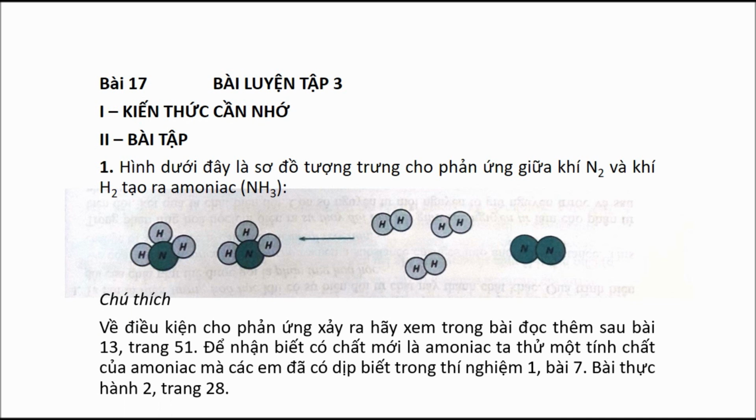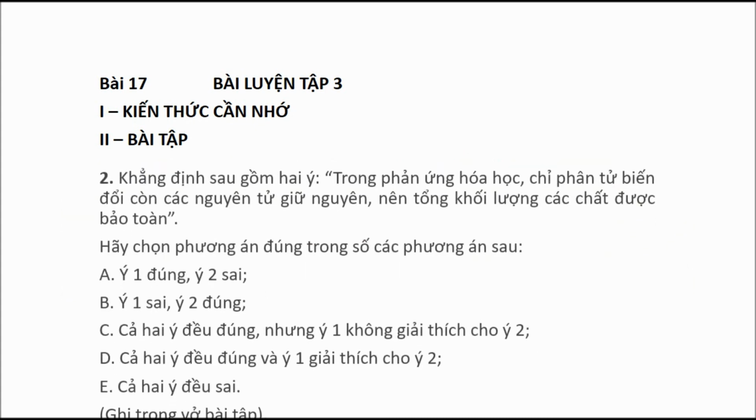Note. About the condition for the reaction to occur, see further reading of lesson 13, page 51. To identify a new substance, ammonia, test one property of ammonia that is known in experiment 1, lesson 7, practice 2, page 28.